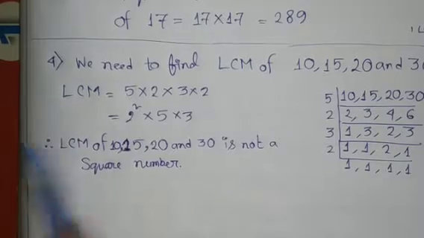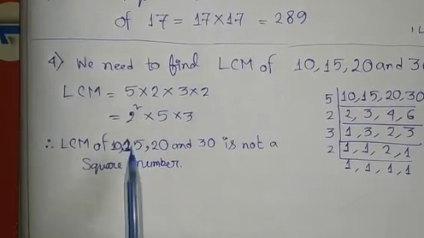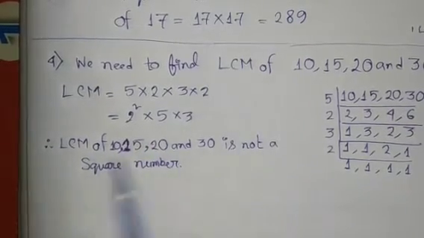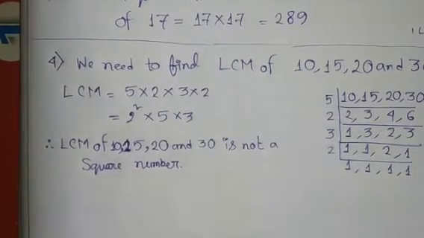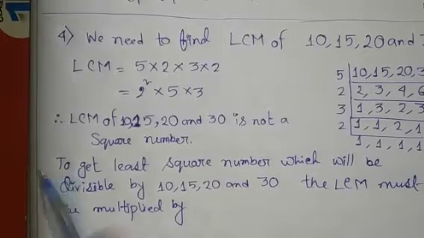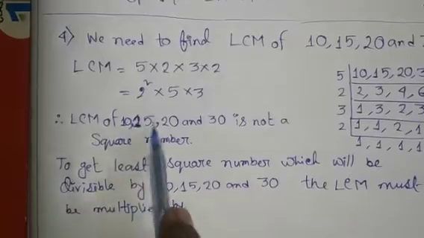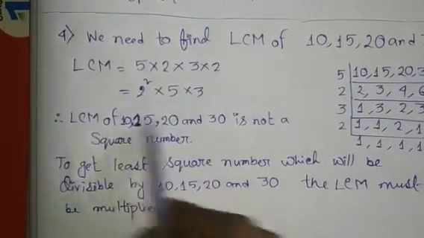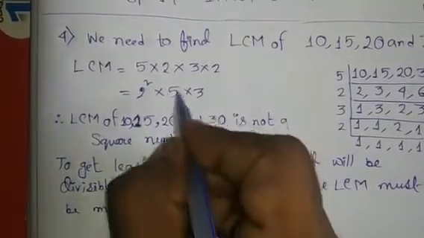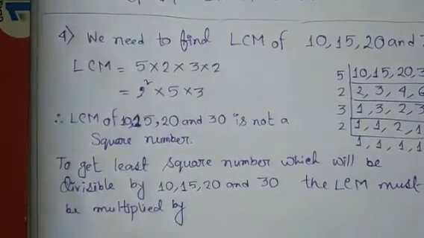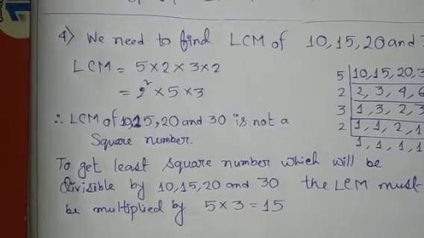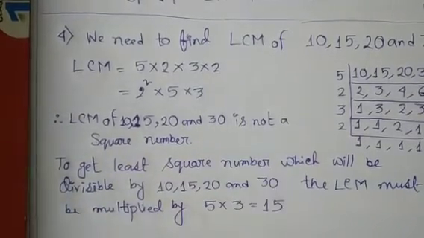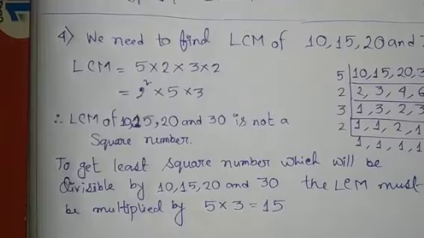So what can we write? The LCM of 10, 15, 20 and 30 is not a square number because there is no square in 5 and 3. So to get the least square number which will be divisible by 10, 15, 20 and 30, the LCM must be multiplied by one 5 and one 3, at least 5 into 3. That means we can write 15. That means we can directly multiply this LCM with 15 so that we can get the least square number.